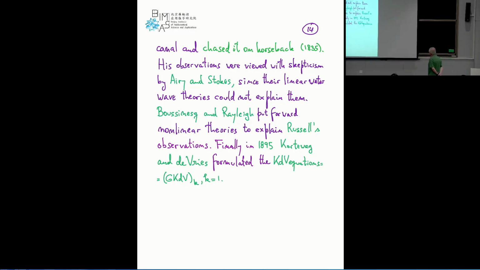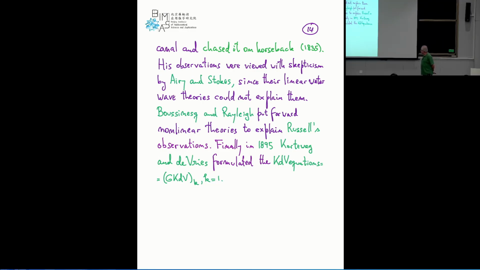Now, Airy and Stokes, who were very prominent applied mathematicians in the United Kingdom, said that these solitons couldn't exist because they had theories of water waves that were linear, and they could not explain these solitons.